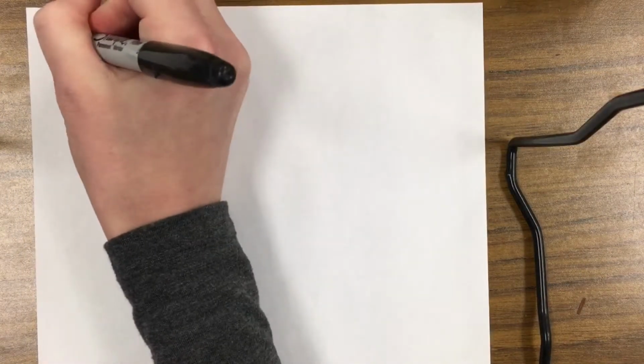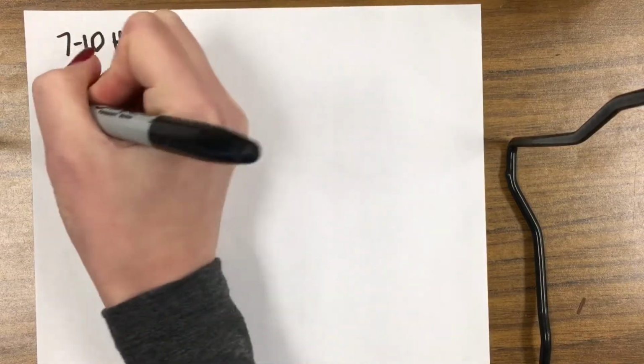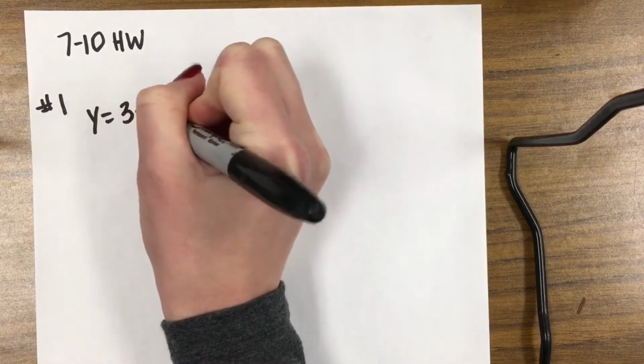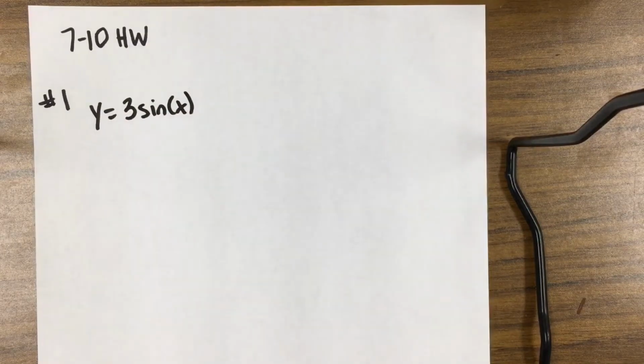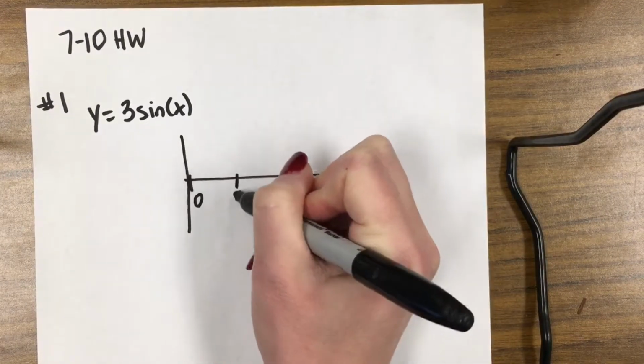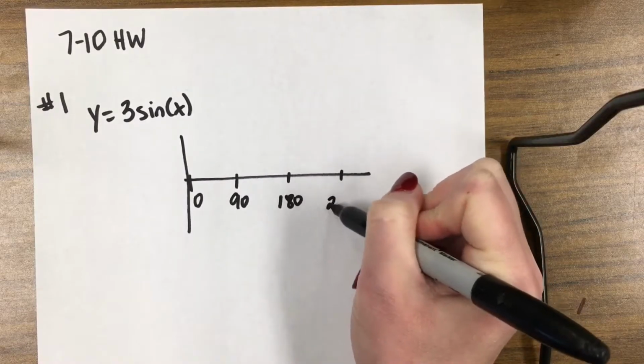Okay, so let's go ahead and do from the homework 710. Let's just do number 1. Sine, and we have a 3 in the front of it. So all we're going to do is take our regular values for sine, which I'm just going to relabel again. It's really important we label everything, as these numbers are eventually going to change.